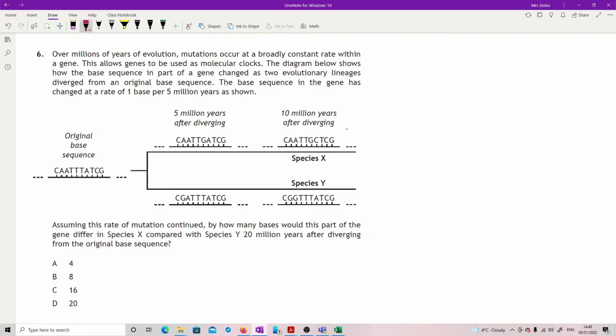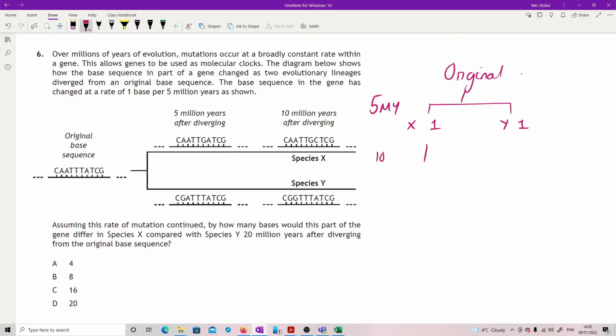Okay, now this is a little bit sneaky. Right, so if we start with our original sequence, which is what they showed here, after 5 million years there is a tweak. So there is a change. So this is our split for species X. So species X gets a mutation, one mutation. But species Y also gets a mutation. It's a different mutation. So species X to Y is actually two differences, because X is one different from the original, but Y has also changed from the original in a different way.